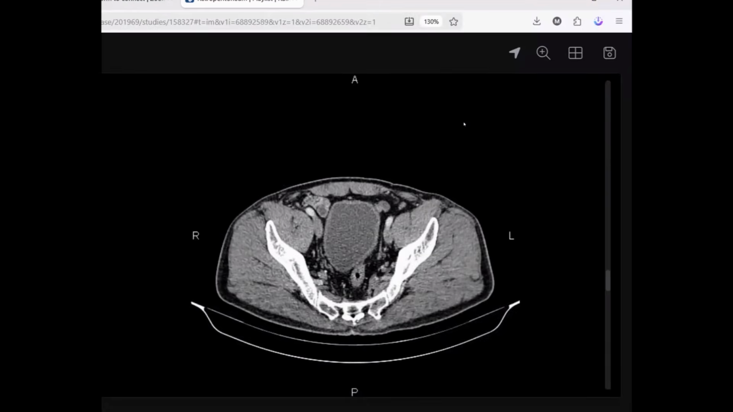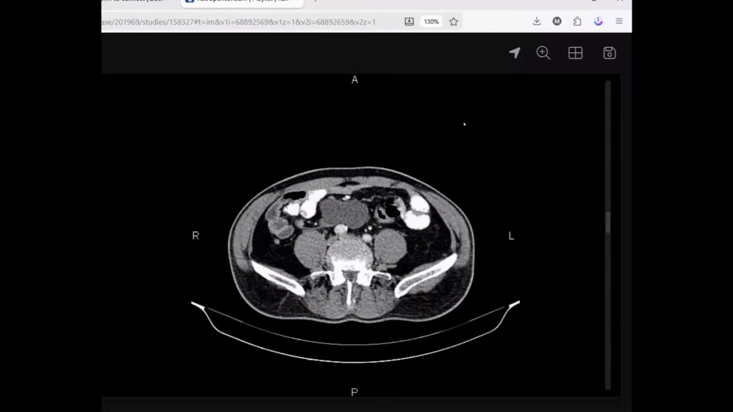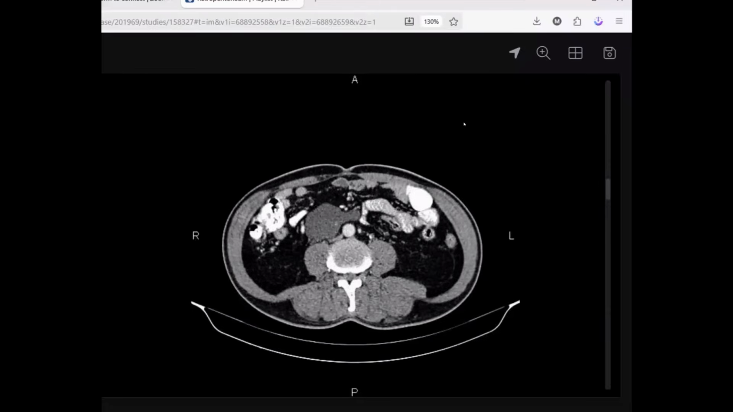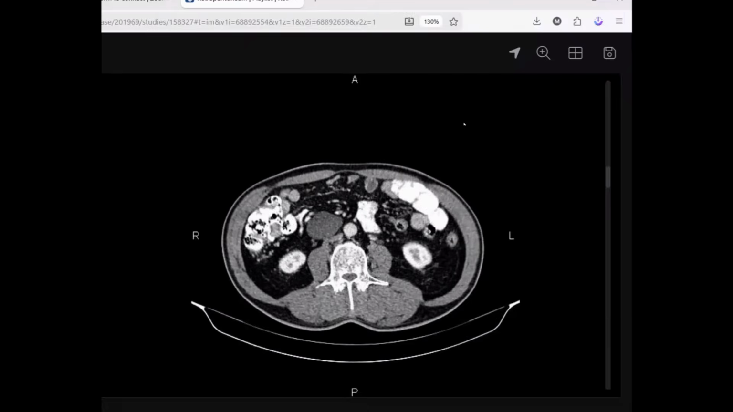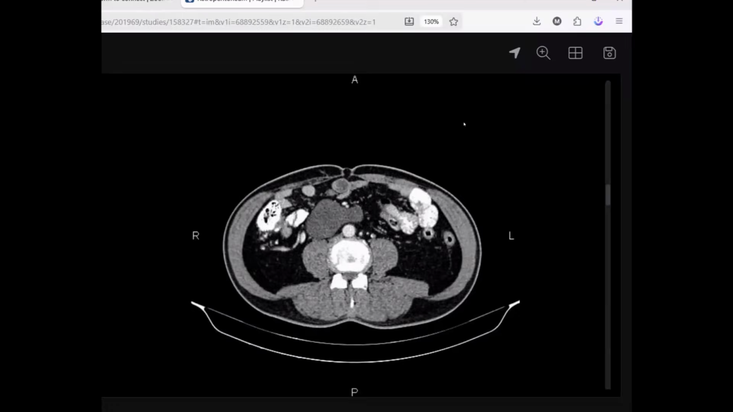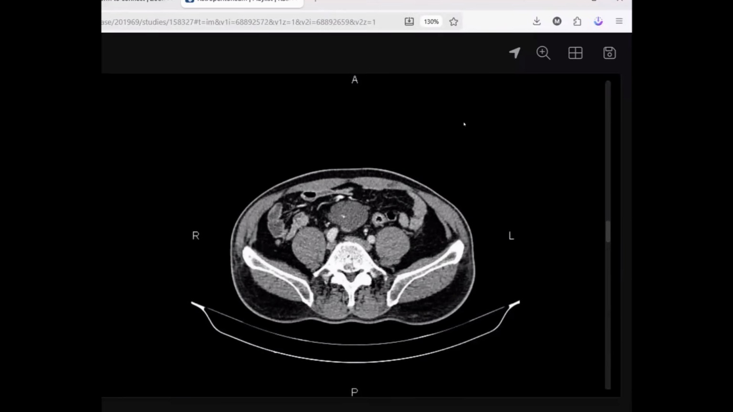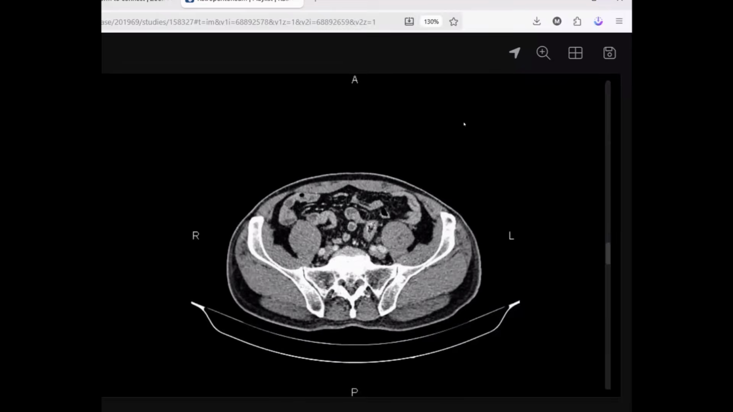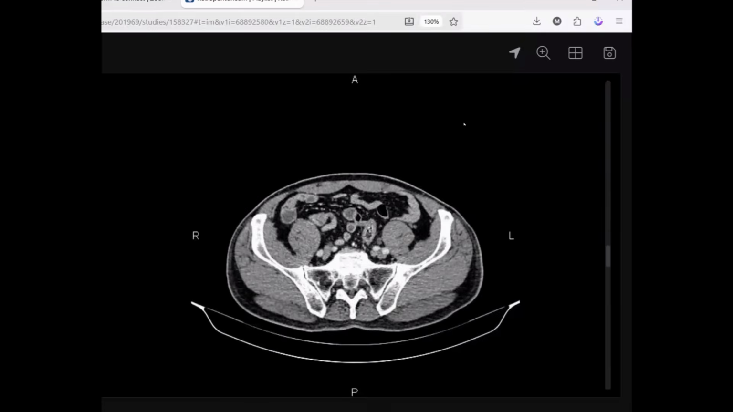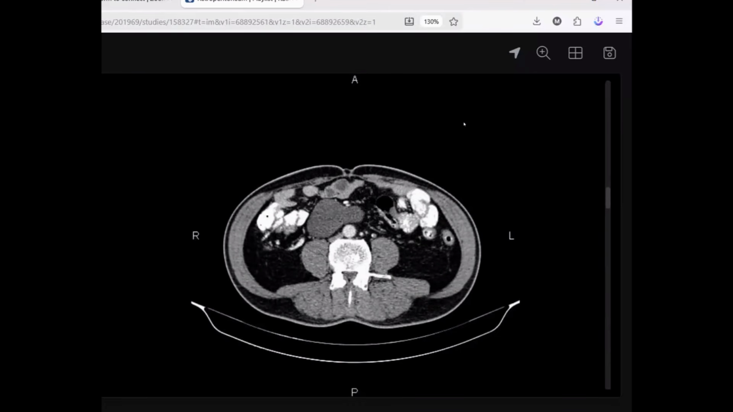What's your diagnosis? What's your differential diagnosis? Here, I would like to see if it doesn't have any communication with any of the organs. It can be a lymphocele. Yes, perfect. It's a lymphatic malformation or lymphocele.